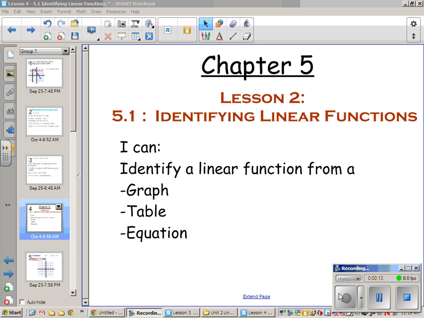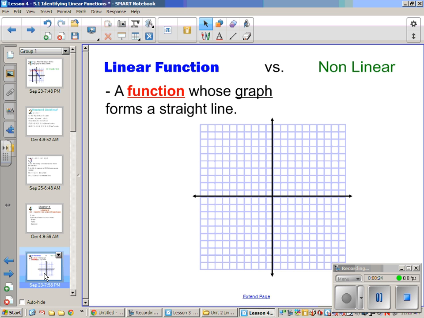This video is going to be very short, and you'll notice in your notes there's just 3 spots where you have to take examples down: the graph examples, the equation examples, and the table examples. So we're going to start by identifying from a graph because that's the easiest. A linear function is a graph that forms a straight line.